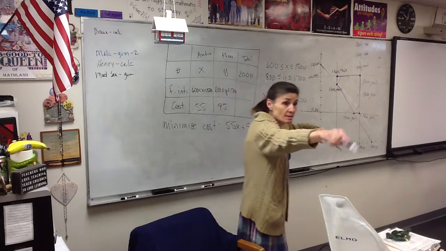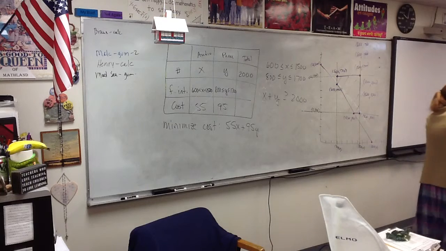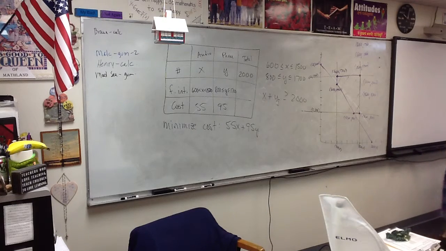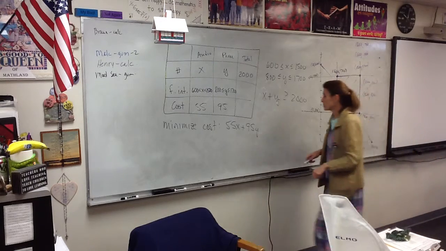So I want you guys to do the first point. I want you guys to do the second point. Julia, with this front row right here, you guys do the third point, you guys do the fourth point, you guys do the last point. Get the value so we know which one's the smallest.